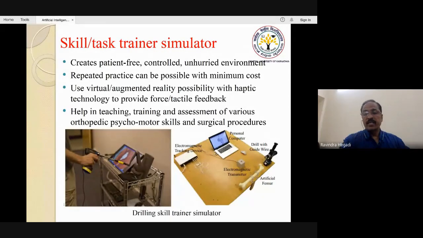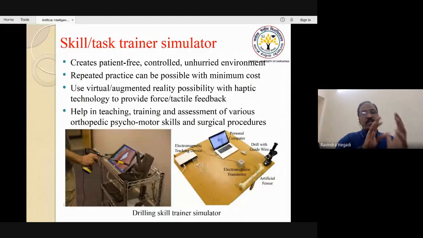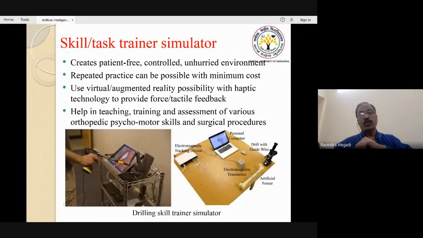The femur is a bone, the long bone we have in the leg, that is known as the femur bone. So a femur bone is used for learning and training the simulation. Basically, this creates a patient-free, controlled, unhurried environment. When you develop a simulator for training purposes, no patient is required. We may have some artificial bones, and the person who is getting training will work on these artificial bones.